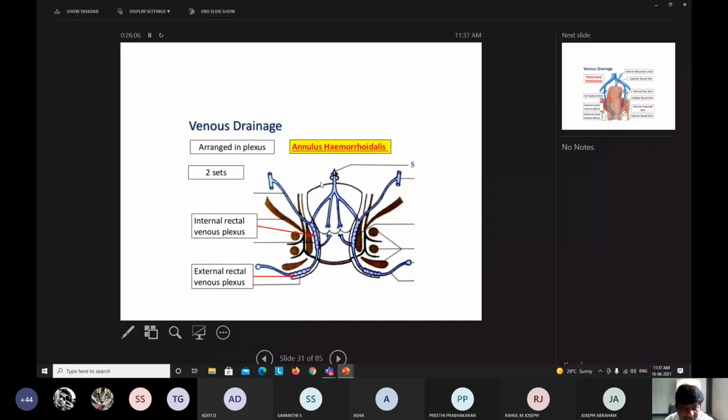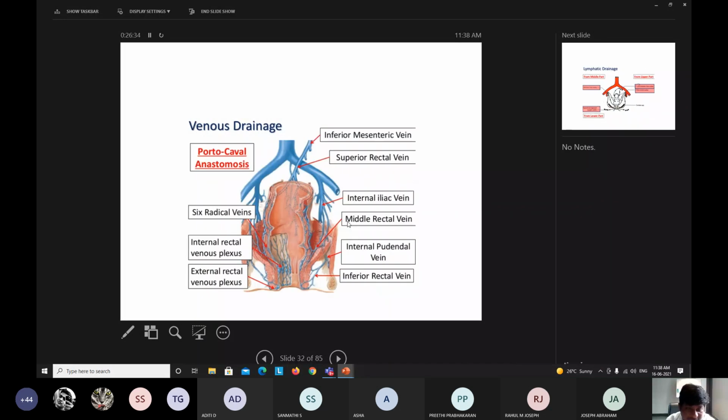So venous drainage, they are arranged in two sets. They are the internal rectal venous plexus and the external rectal venous plexus. These are the site of the hemorrhoids or piles. We'll discuss that later. So internal piles and external piles. A very important clinical aspect of the rectum as well as the anal canal.